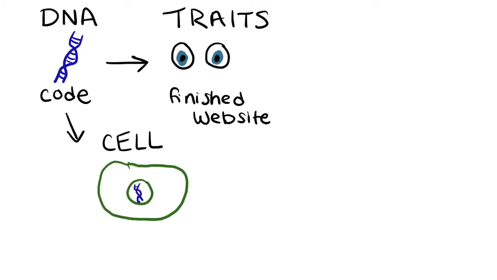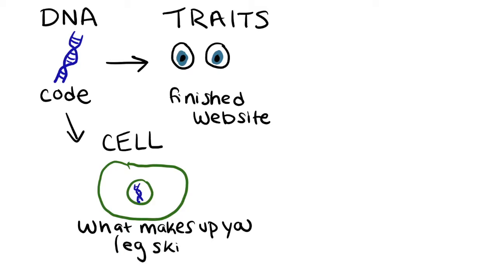So here's a drawing and you can see DNA is in the middle in the nucleus. Cells are what you are made up of. They make up you. Everything in your body is made up of cells. For example, skin cells or blood cells. And the DNA within these cells is what results in your traits.